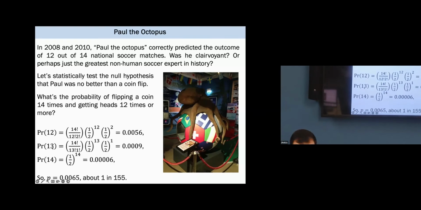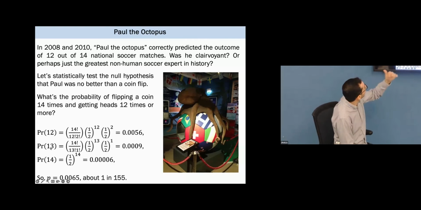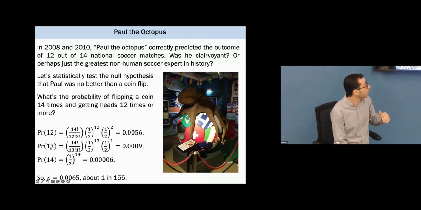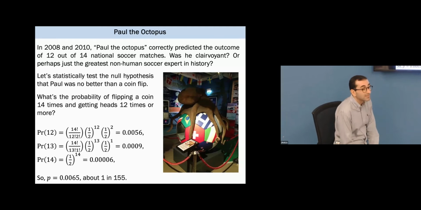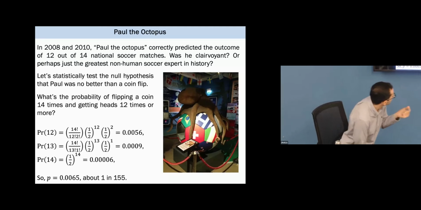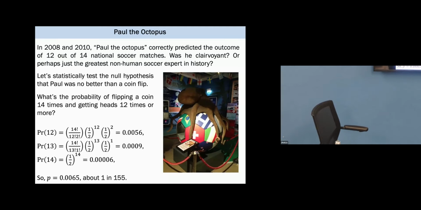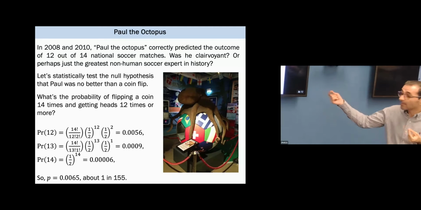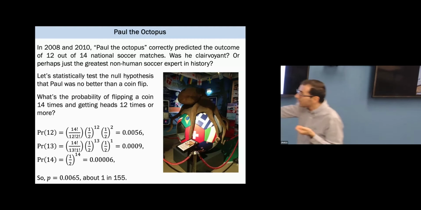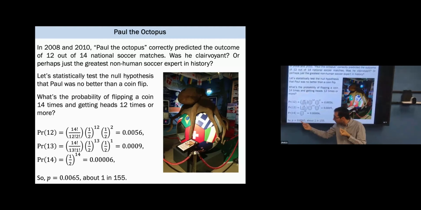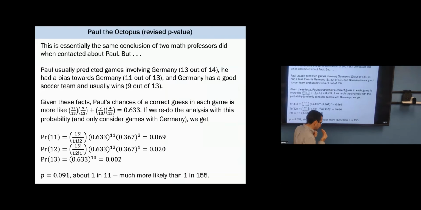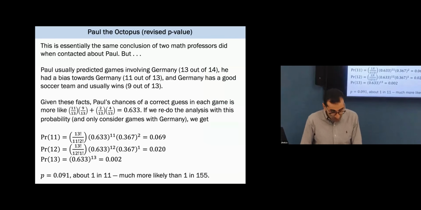Now the probability that he is going to predict 12 times or more is actually 0.0065. That's quite a small probability, right? So it's 1 in 155. Okay? But that octopus predicted correctly. It's very unusual, right? For that event to occur, right? Now, these are the calculations that, let's say, 2 math professors did to give their opinion about Paul the Octopus.